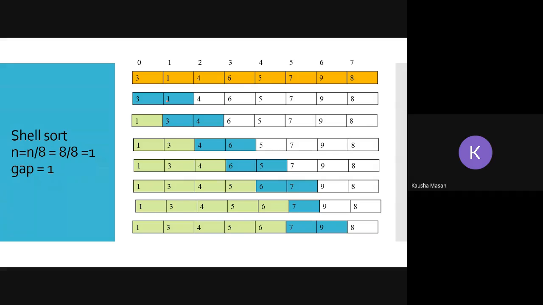3 and 1. Do I need a swap? Yes. So 1 in front. 3 and 4. Do I need a swap? No. So 3 is a part of the sorted array. 4 and 6. Do I need a swap? Again, no. So 4 is a part of the sorted array. 6 and 5. Do I need a swap? Yes. So 5 is placed in the place of 6.